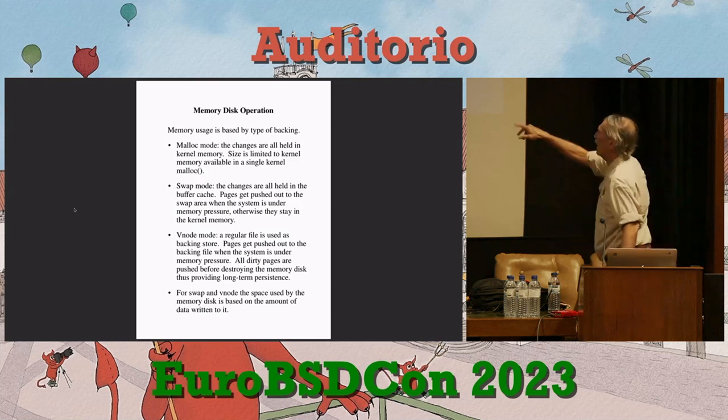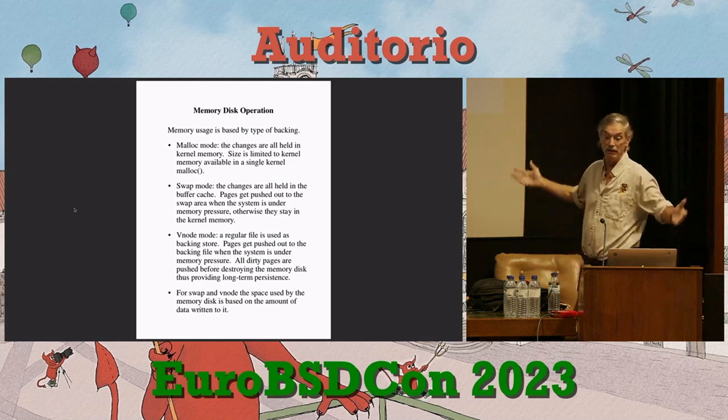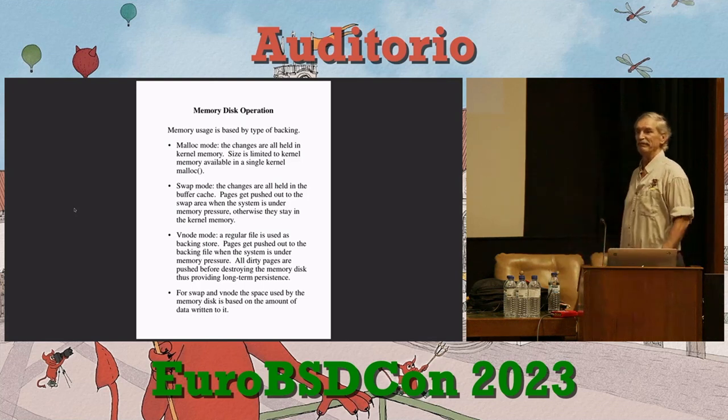OK, so for swap and vnode, the space used by the memory disk is based on the amount of data that's written to it. All right.